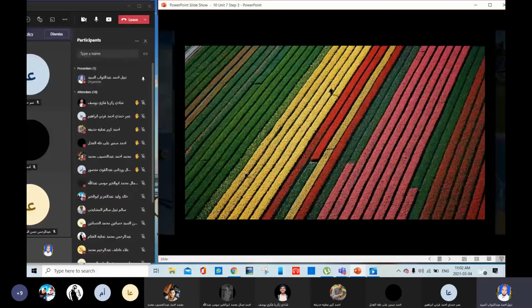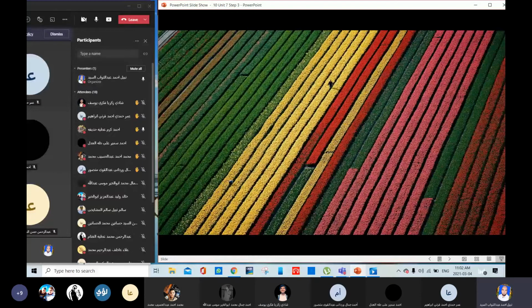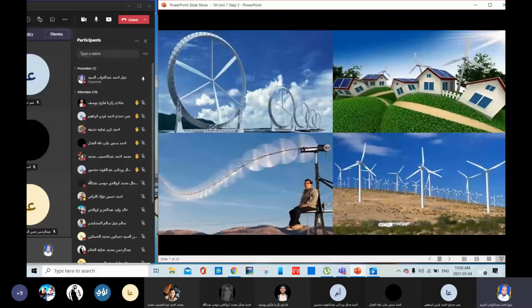Yes, who can answer the question? Describe these two pictures. Shadi. Teacher, wind power is a clean source of energy and it needs a windy place. Yes, it needs a large space. Of course, it works when it's windy. These are called windmills. Windmills here can get energy from the wind.